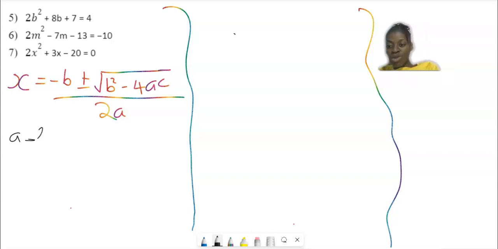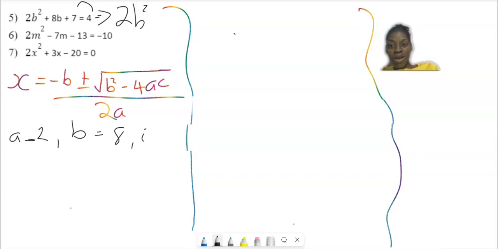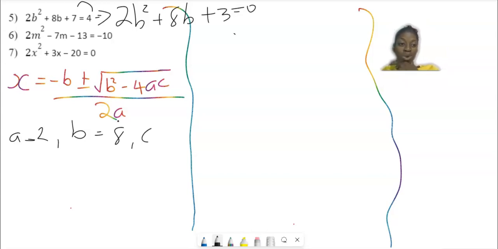So a is going to be 2, b is 8, and the c, we didn't write it in the form. The question is not in the form. So the form is to bring over, transpose the 4, which would give us 2b squared plus 8b plus 7 minus 4, which would be 3, right? Equals 0. So that would be the equation in the standard form, the form that is required. So that means c is actually 3.